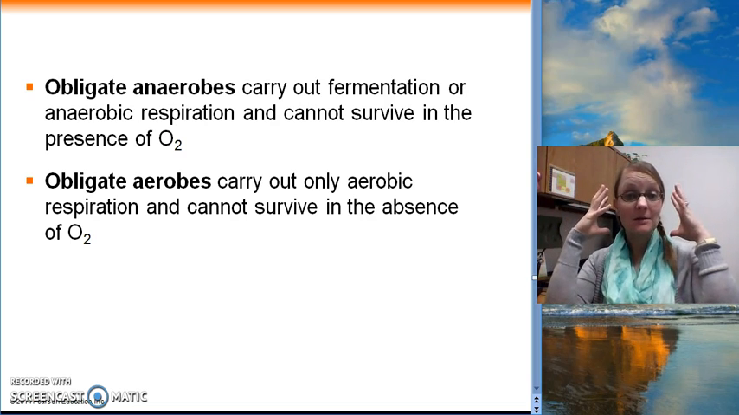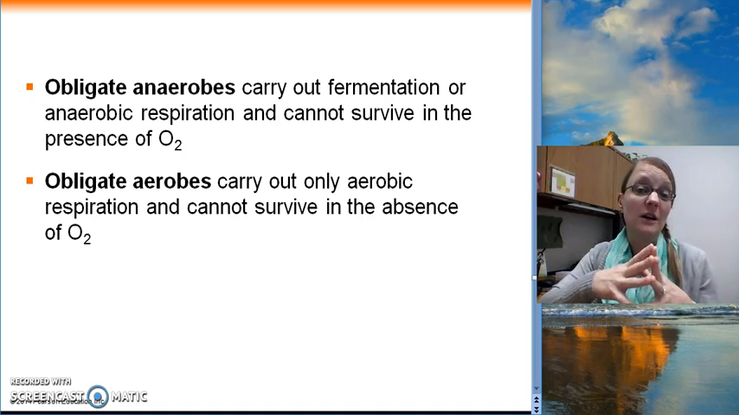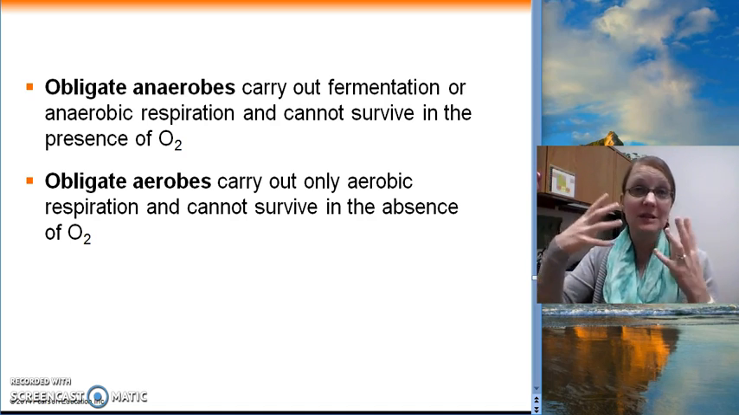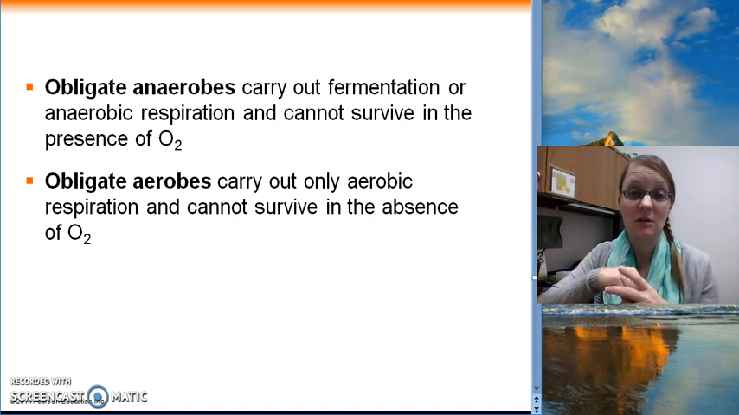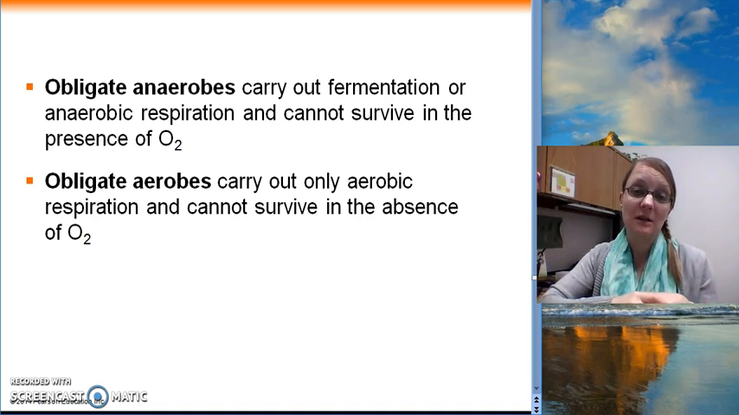Your brain cells, the nerves, the neurons within your brain, these cells are obligate aerobes. They need oxygen. If you cut off oxygen supply to your brain, those cells can't switch to fermentation. Their only way to make ATP is by using oxygen in cellular respiration.